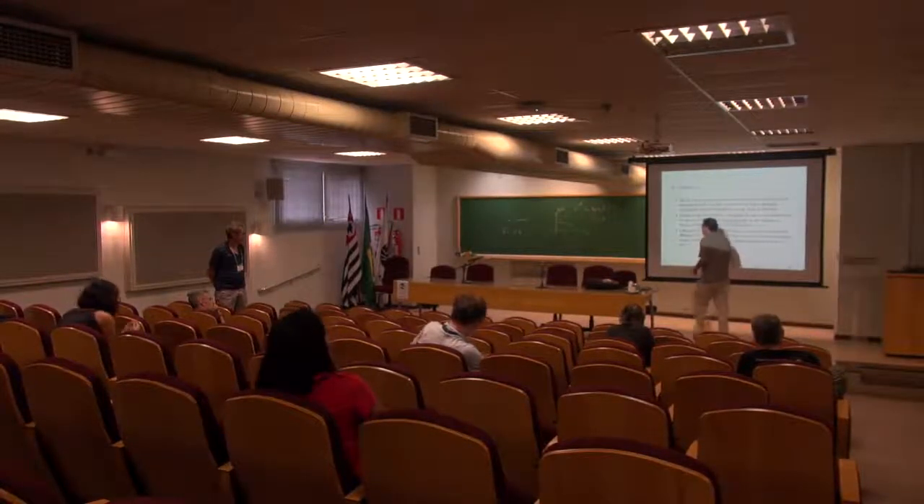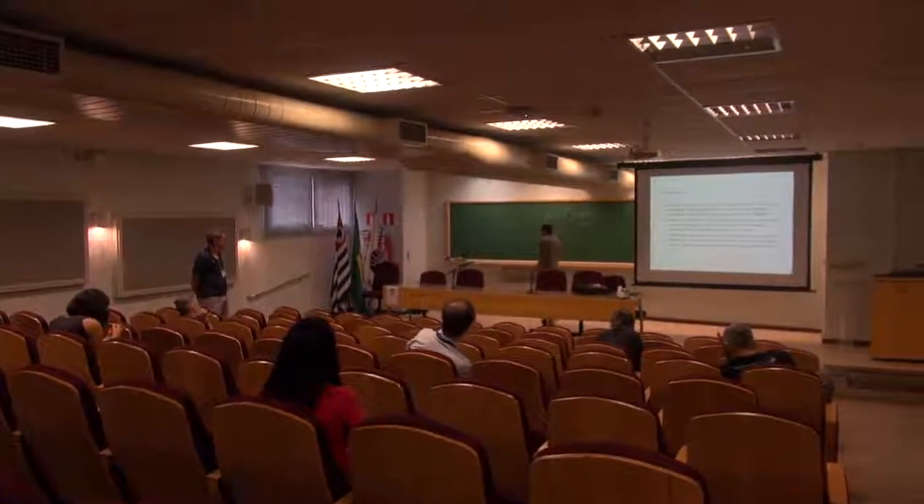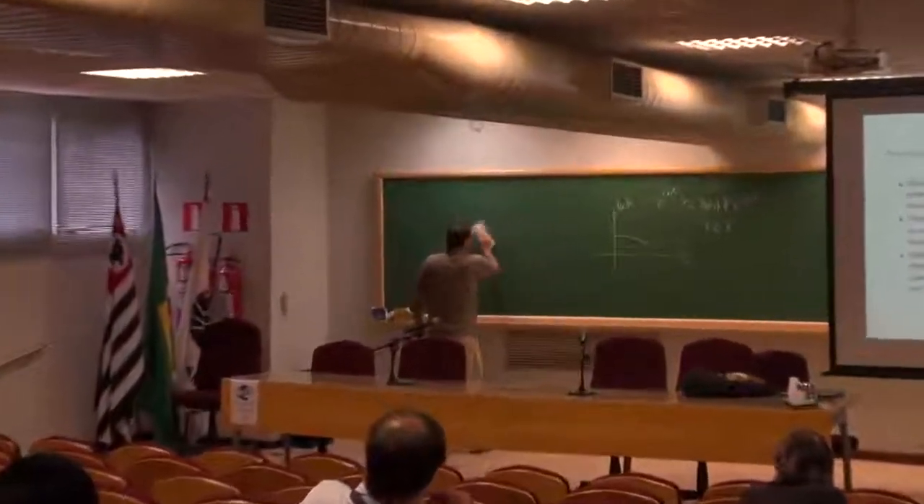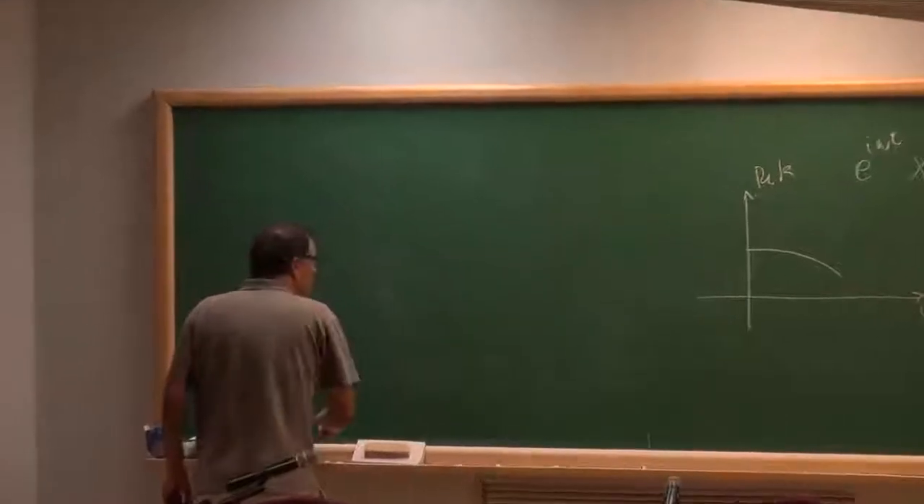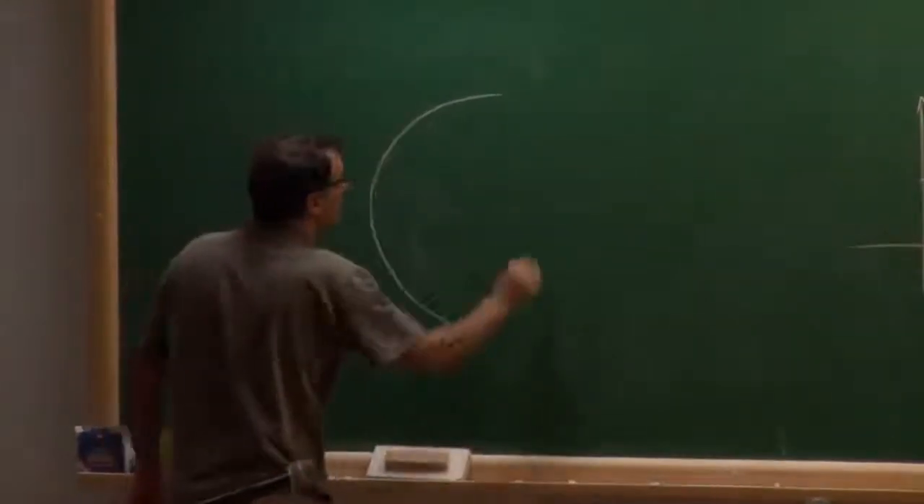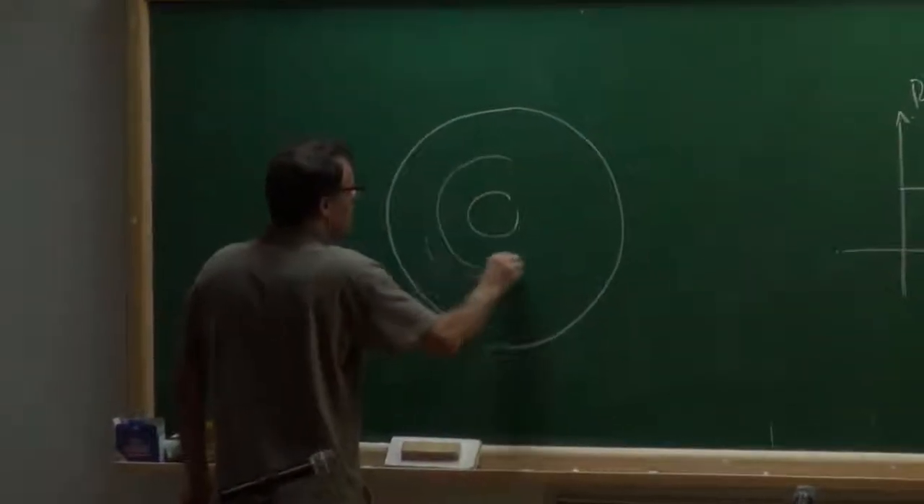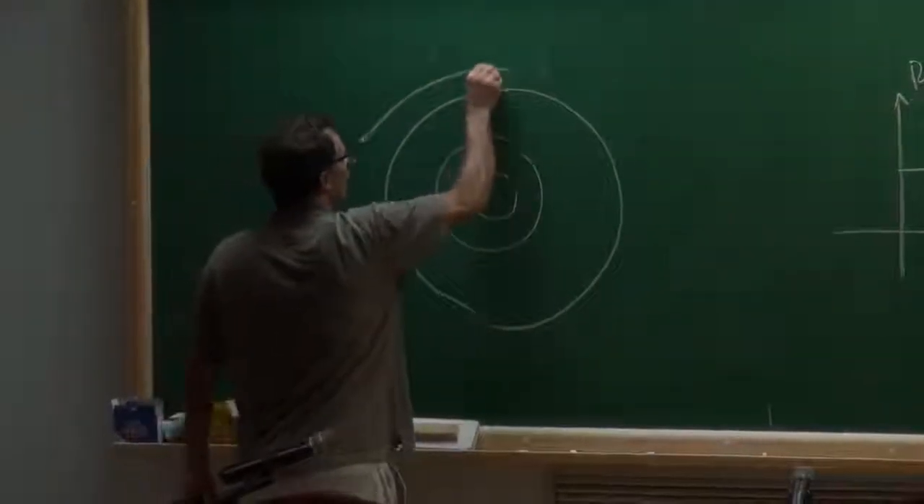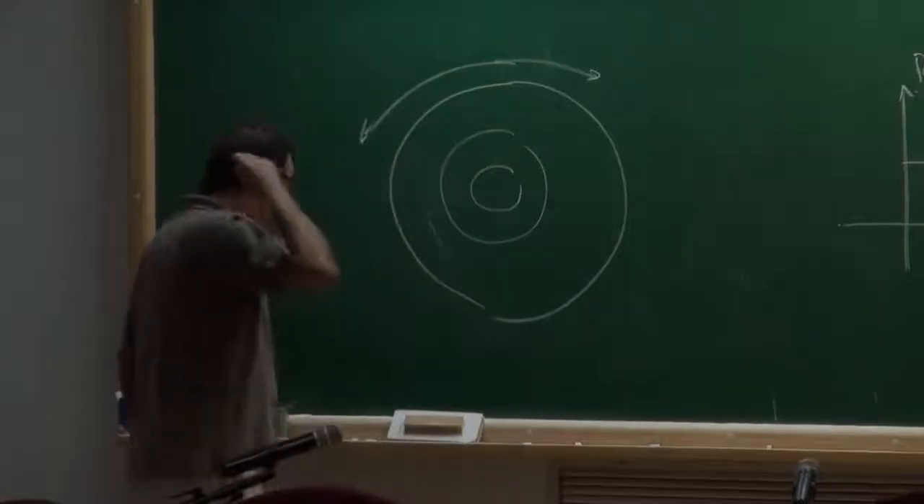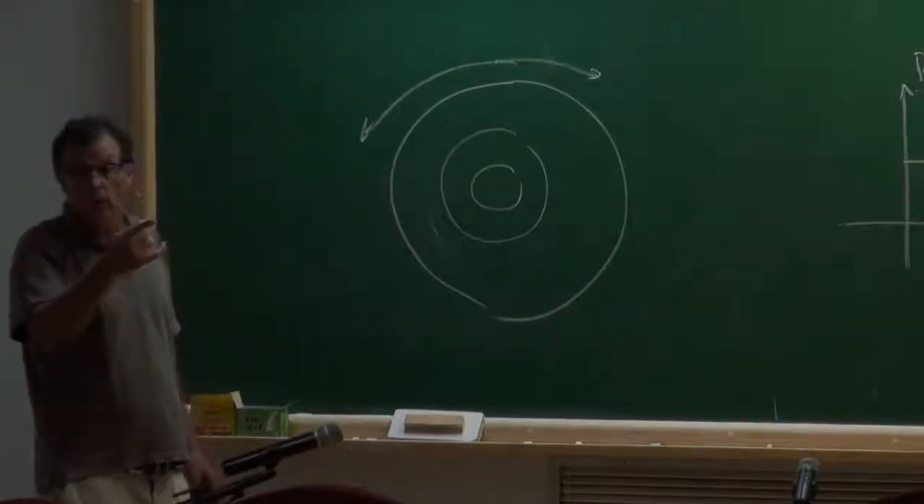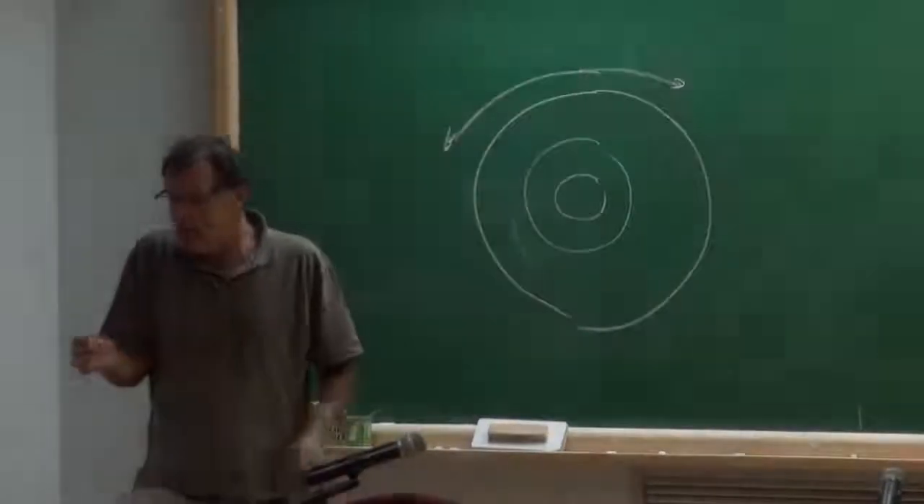Here comes, of course, a model. We know from observation that the shell librates. Yeah, okay. The shell is librating. So we know, you see some angle of libration here. And then we have a model.